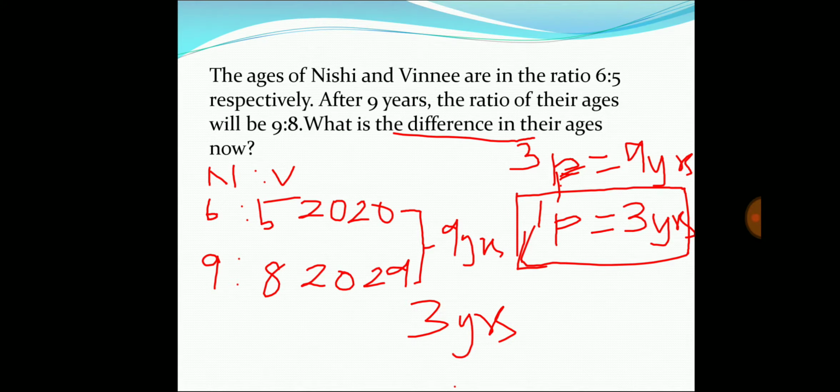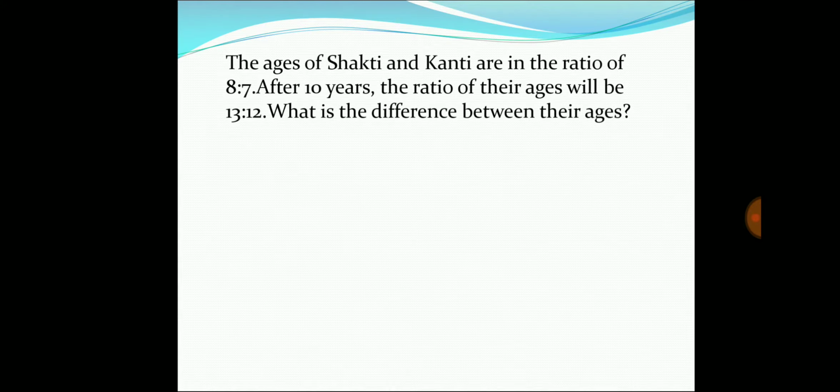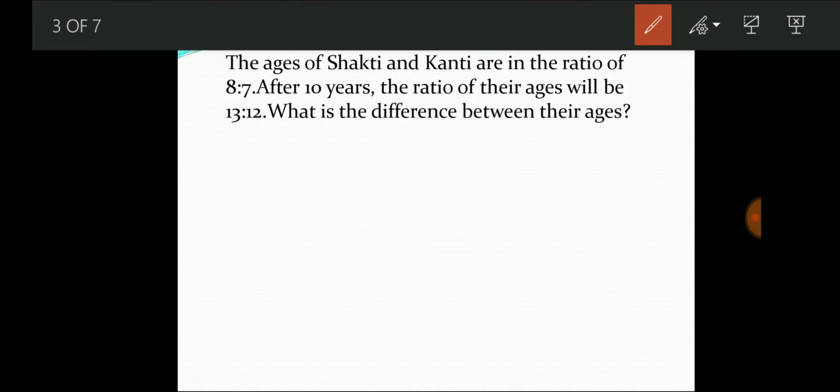Our next question says, the ages of Shakti and Kanti are in the ratio 8:7. After 10 years, the ratio of their ages becomes 13:12. What is the difference between their ages? Again, a very simple question. Today, it's 2020, very same approach. We'll use the same approach.